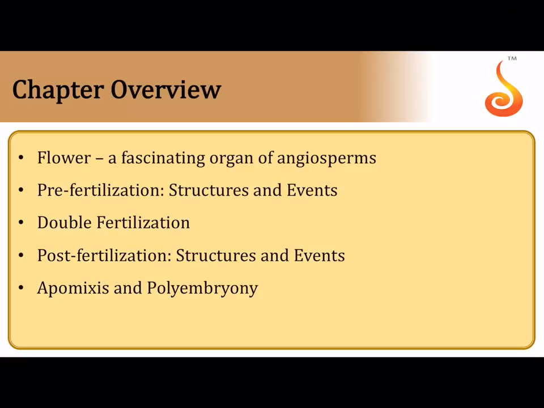Now in this particular chapter, you will be discussing the flower. Now you all know that the flower is the reproductive organ in case of flowering plants. The flowering plants are nothing but the angiosperms. We shall see what are the different structures and what are the events that happen in the flower before the process of fertilization, that is pre-fertilization events.